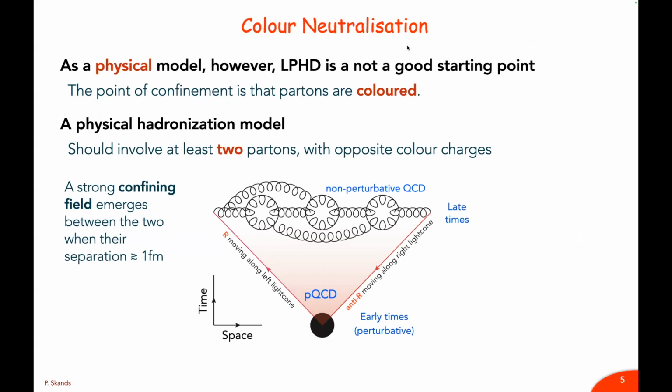Otherwise, you're breaking QCD. And also the whole point of confinement, if you want an actual physical model of what's going on, is color confinement. It's the fact that the parton is colored that means that it should be confined into hadrons. So forgetting about color is quite unphysical here. A physical model should involve at least 2 partons with opposite colors, color-connected partons with opposite color charges.